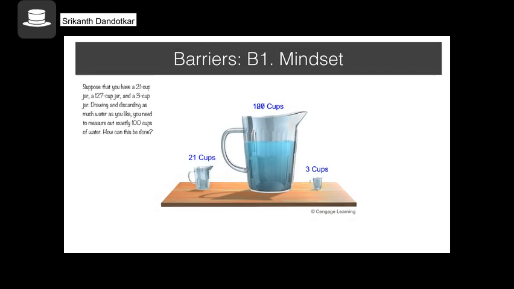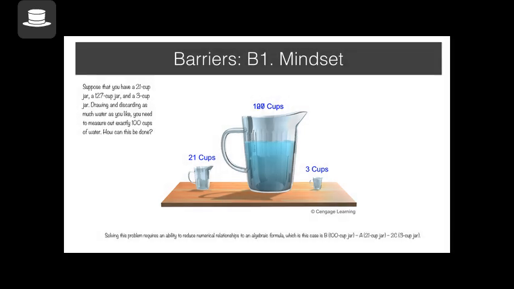In this example, suppose you have a 21 cup jar, a 127 cup jar, and a 3 cup jar. Drawing and discarding as much water as you like from the large one, you need to measure out exactly 100 cups of water. How can you do this? There are 127 cups of water in this jar, and you have 21 cup and 3 cup jars. Think about it. Pause the video and try to find the answer. I'm pretty sure you can find the answer.